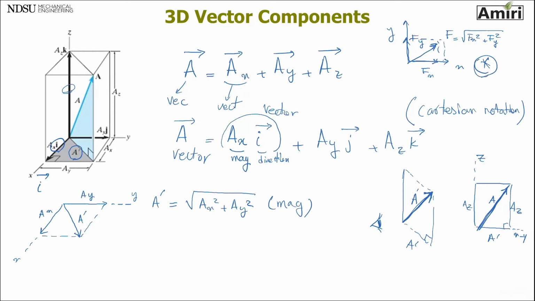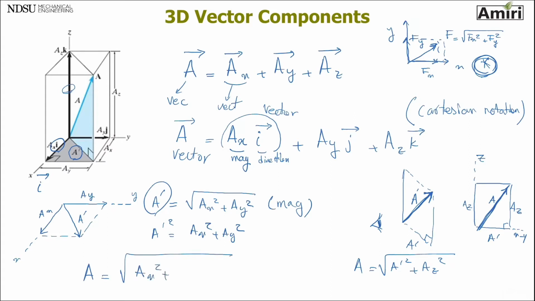Again, look up here. How did I find the magnitude of f? It was fx squared plus fy squared. Here, how can I find the magnitude of a? It is a prime squared plus az squared. Okay, I've already found a prime. So a prime squared is ax squared plus ay squared. All I have to do is replace it there.